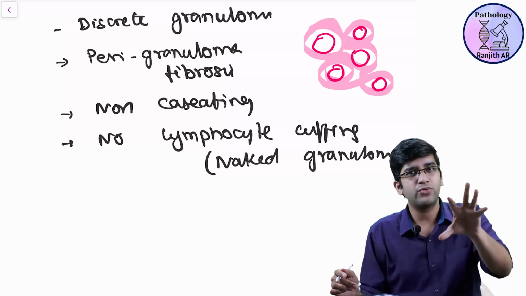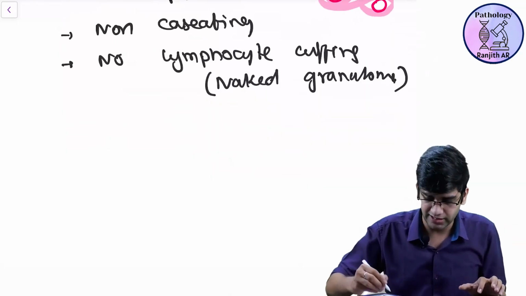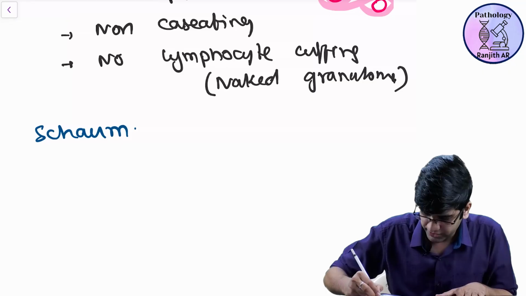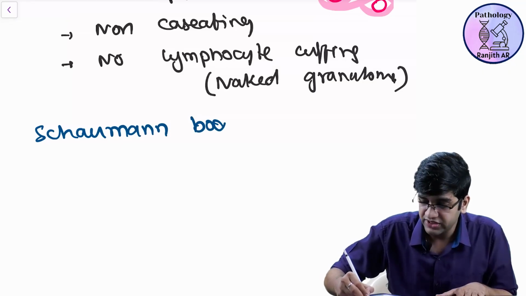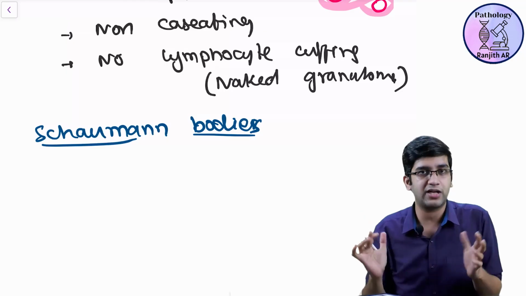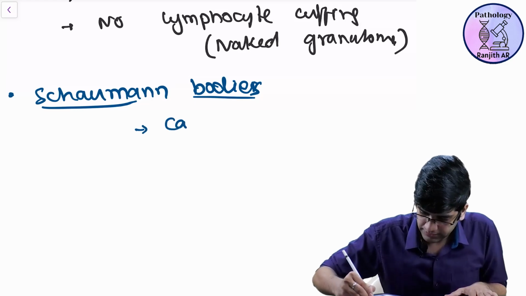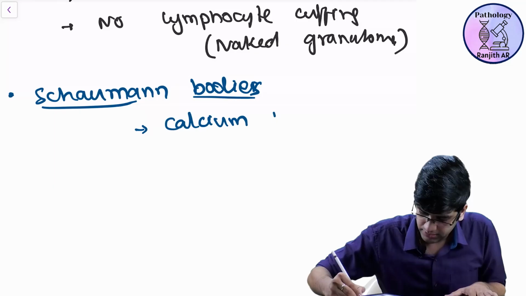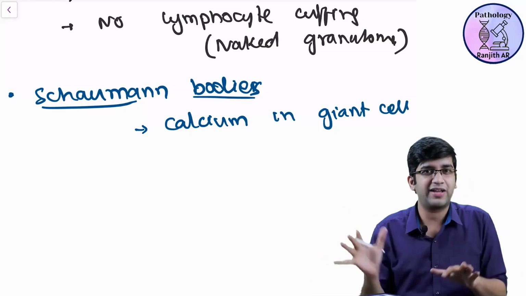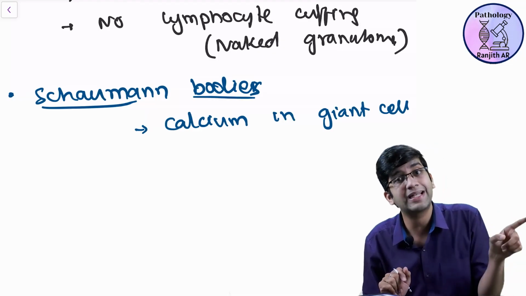Apart from these, I have a few named findings. Like the Langhans giant cell in tuberculosis, I have a few named findings in sarcoidosis. Do remember them as well. There's something called Schaumann bodies. These findings are not specific for sarcoidosis. They can be seen in multiple conditions, but also in sarcoidosis. Schaumann bodies are calcium inclusions in giant cells, like concretions of calcium inside the giant cells. Basophilic, like a psammoma body, but inside a giant cell.